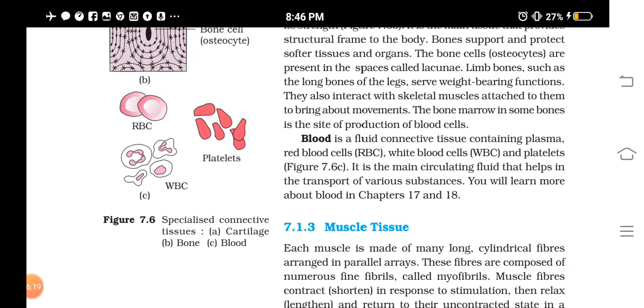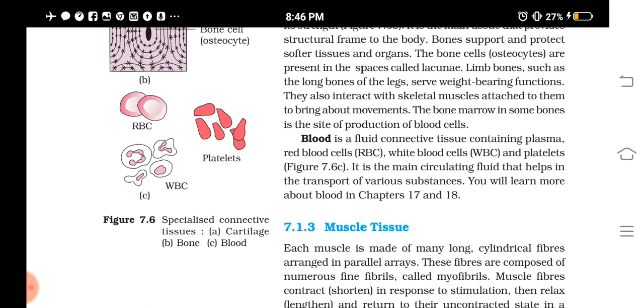And the bones protect the internal organs. They give the standard structure, or they give a place for the attachment of muscles, etc. And they are the major site for the formation of WBCs, RBCs, etc. In the bone marrow only, WBCs and RBCs are formed.